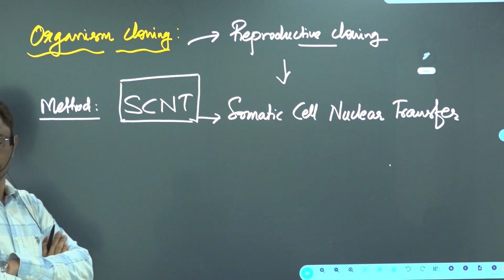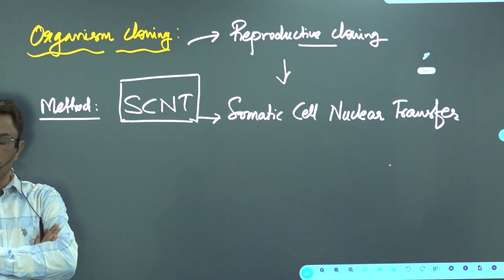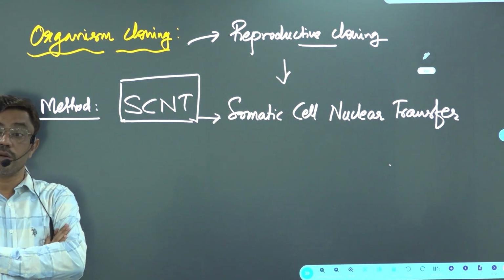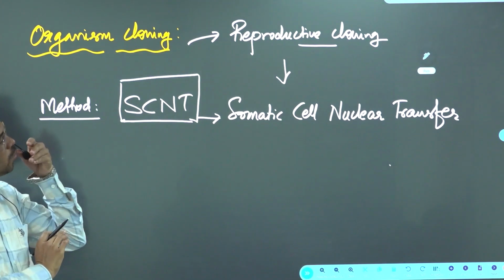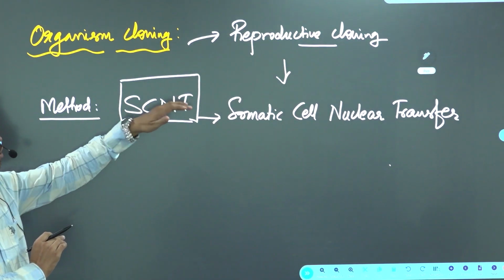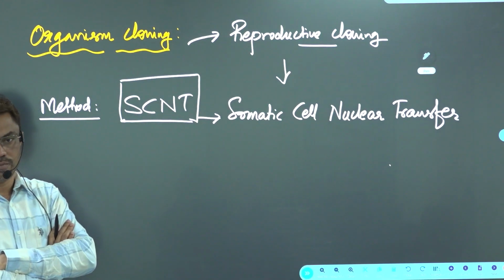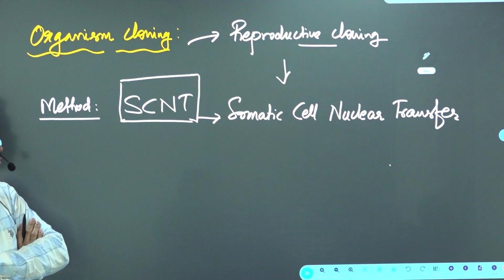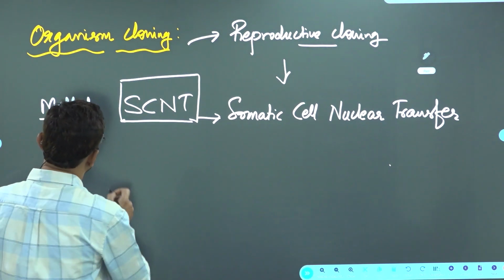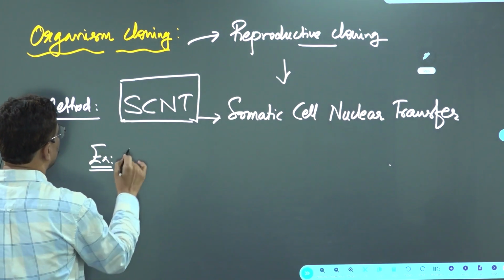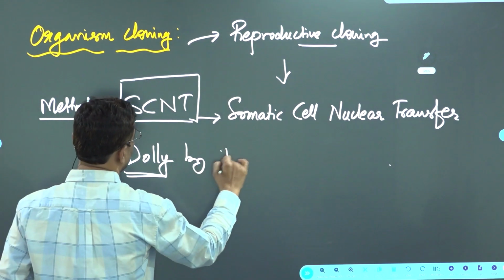So what is reproductive cloning? If the entire, whole organism is produced from a single parent, which is genetically identical, then it is called reproductive cloning. The process involved in this reproductive cloning is SCNT, somatic cell nuclear transfer technology. Okay. So an example of this reproductive cloning is Dolly, the formation of Dolly by a scientist called Ian Wilmut.